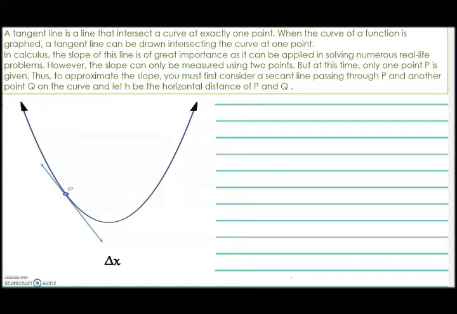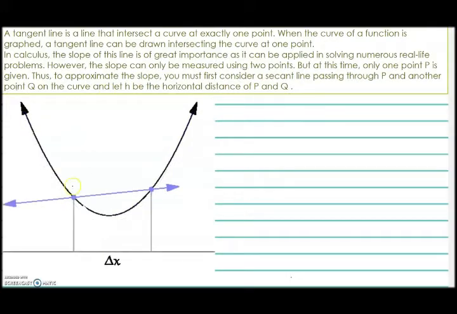However, the slope can only be measured using 2 points. But at this time, we are only given 1 point, which is point P. Thus, to approximate the slope, you must first consider a second line passing through P and another point Q on the curve, and let H be the horizontal distance of P and Q. So, alright, we have now 2 points in our graph. This is point P and this is point Q. The distance between point P and point Q is, let's have it as H.